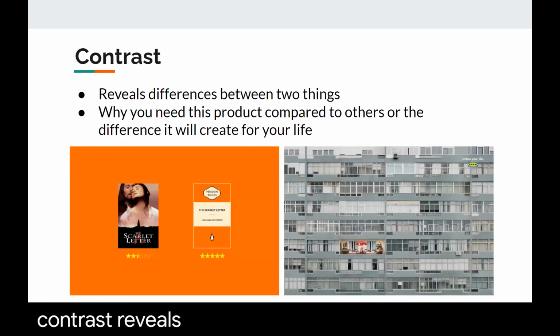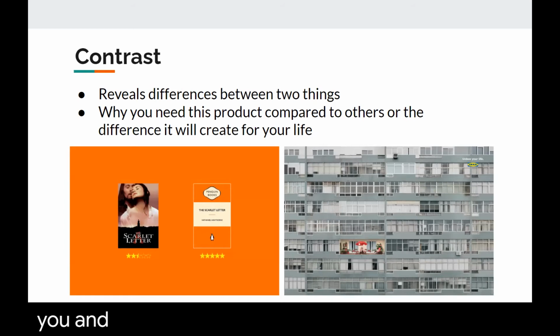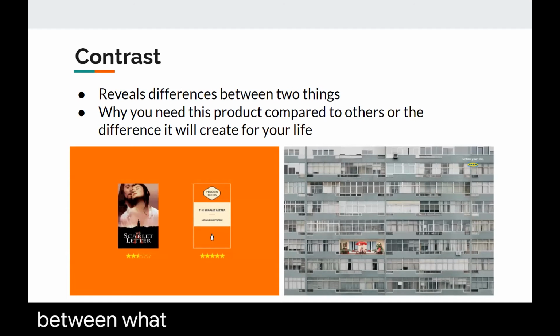Contrast reveals differences between two different things. You can either provide a contrast between you and another product, or you can show a contrast between what this product will do for your life versus if you don't have this product.